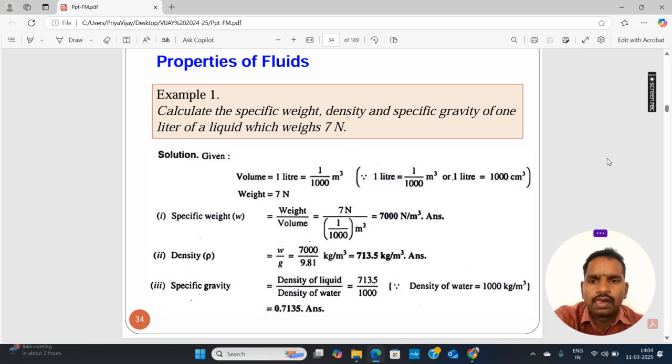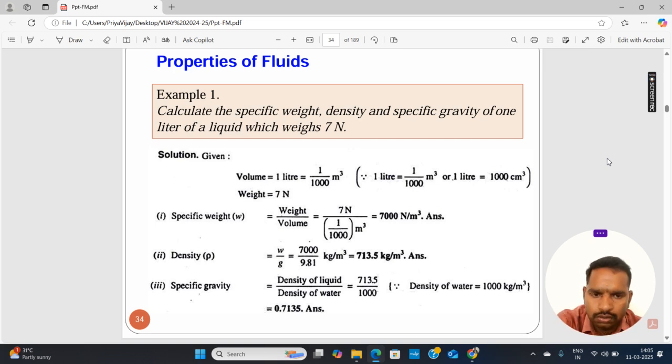Similarly, weight is given as 7 Newton. What are the parameters we are about to calculate? We need to find the specific weight, then density and specific gravity. Okay, so write down the formulas. We know that weight density is rho w equal to rho g.